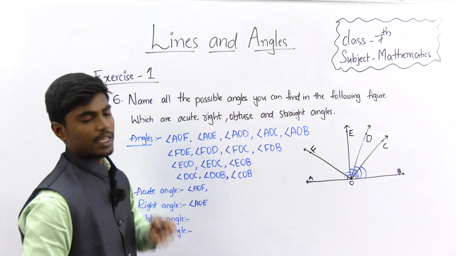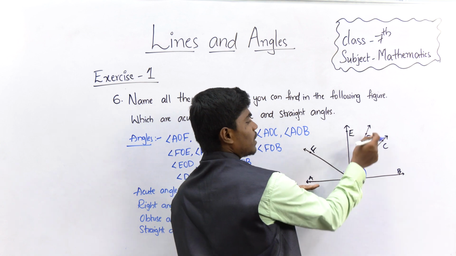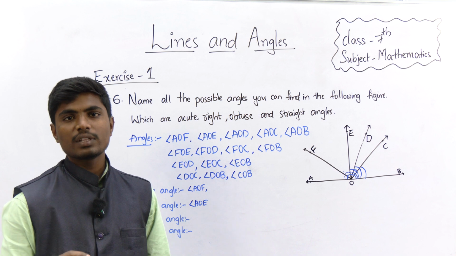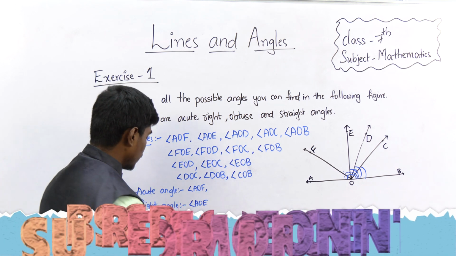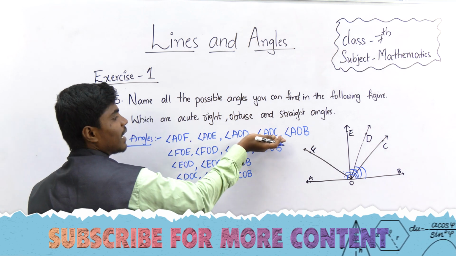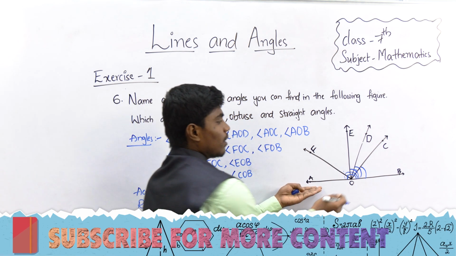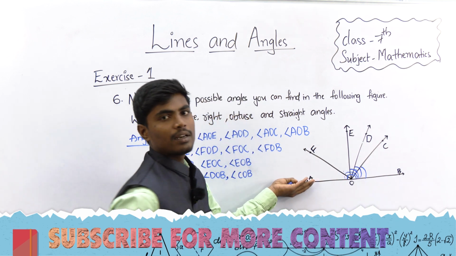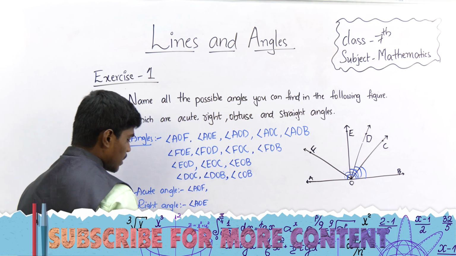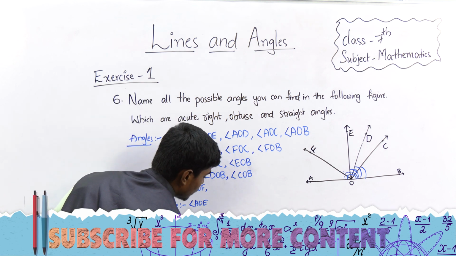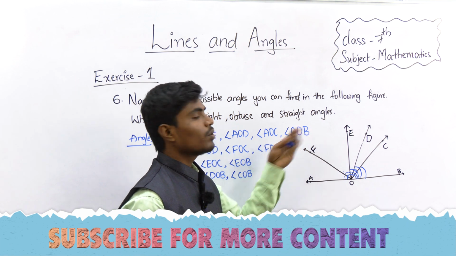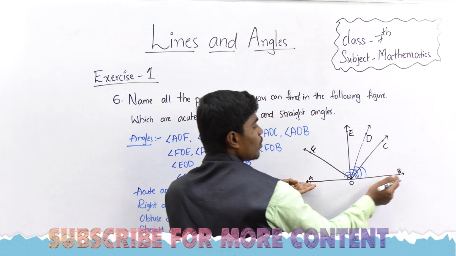Here AOD. Angle AOD. This angle is greater than 90 degrees. So this is an obtuse angle. So in obtuse angle, angle AOD. Next angle AOC. This angle is also greater than 90. So it is an obtuse angle. So angle AOC.